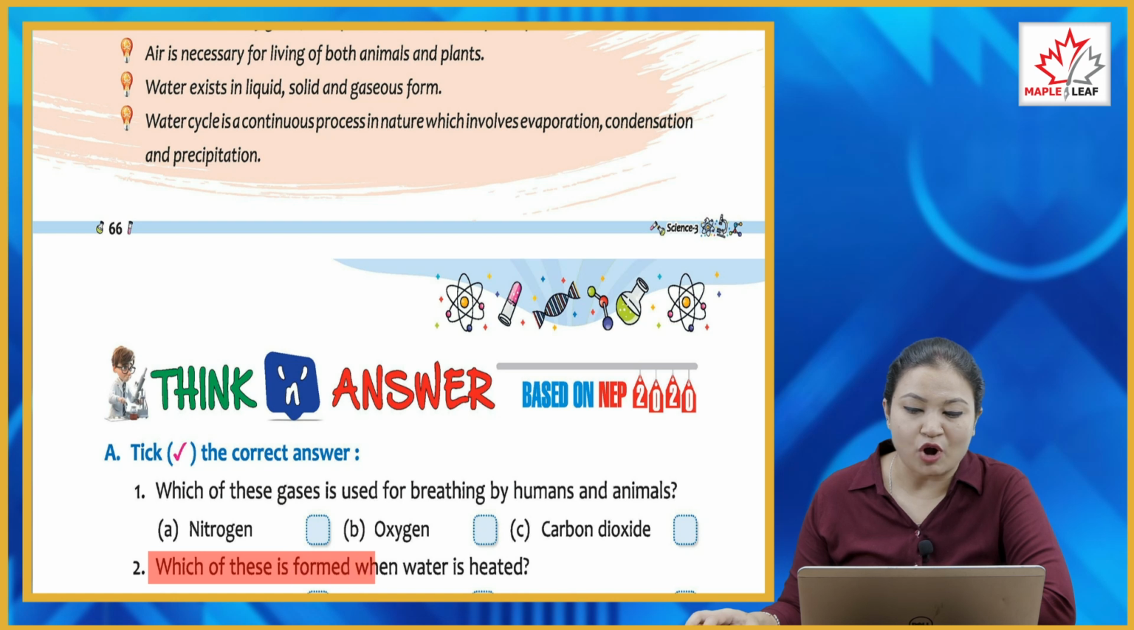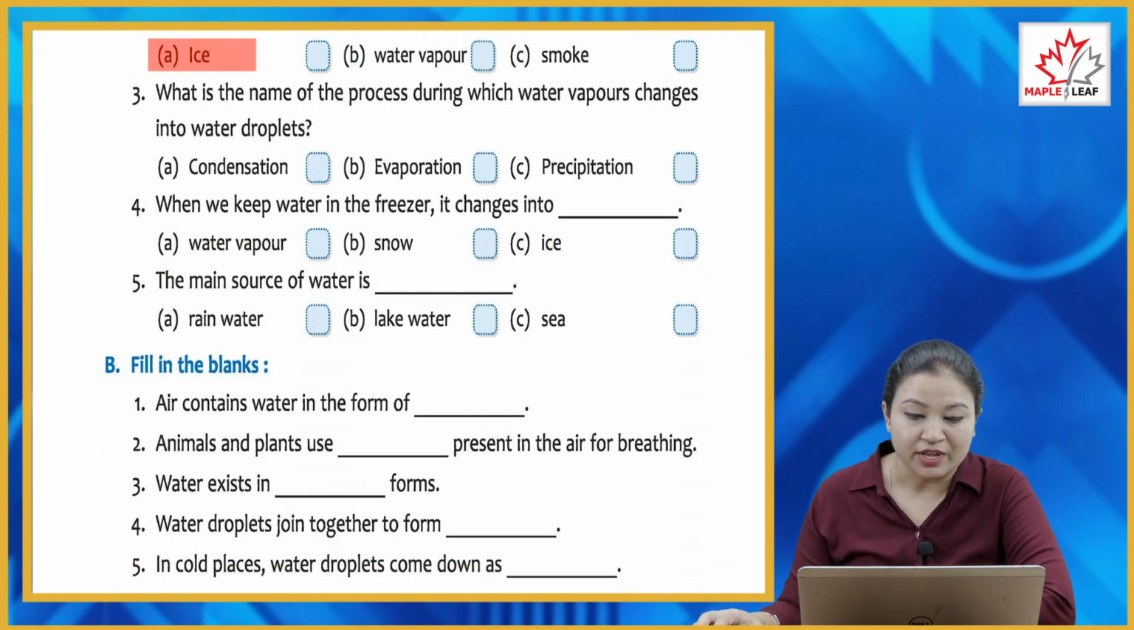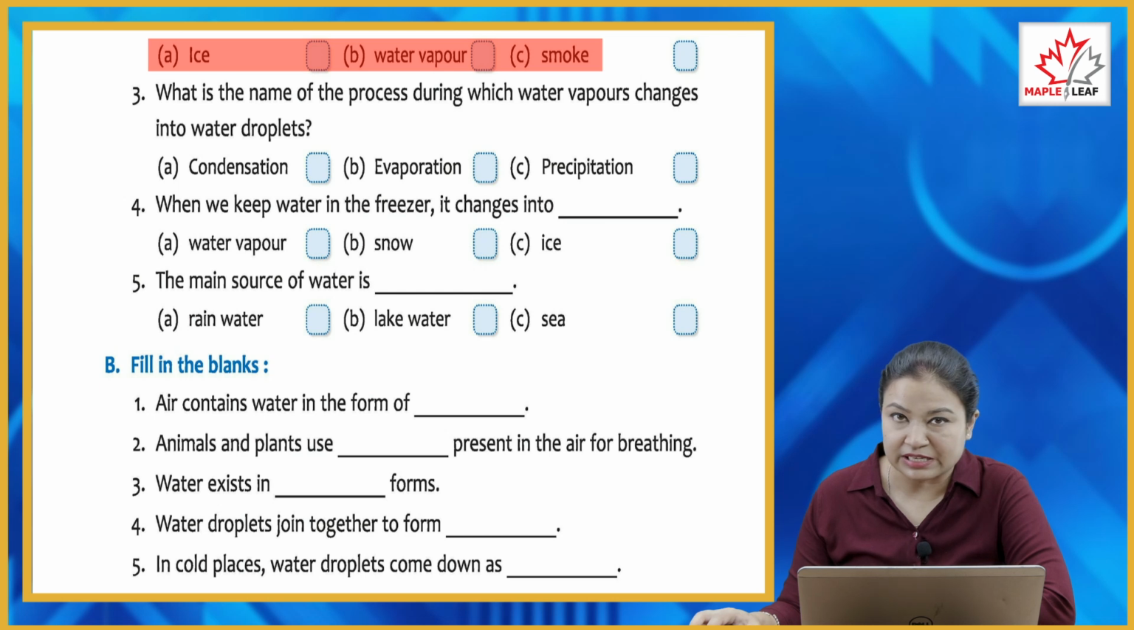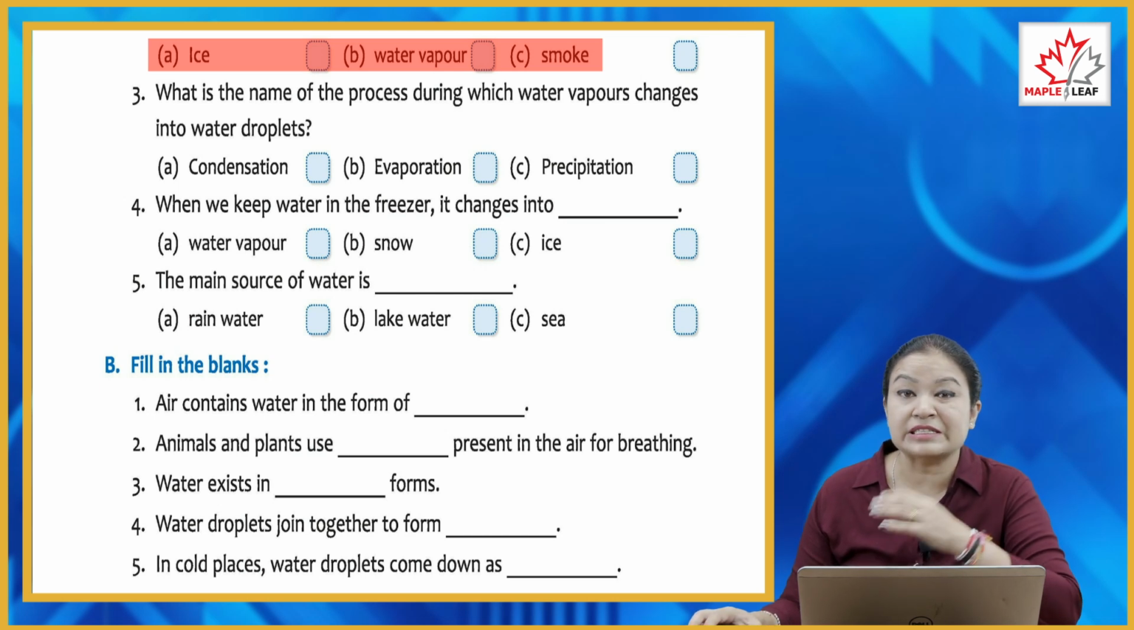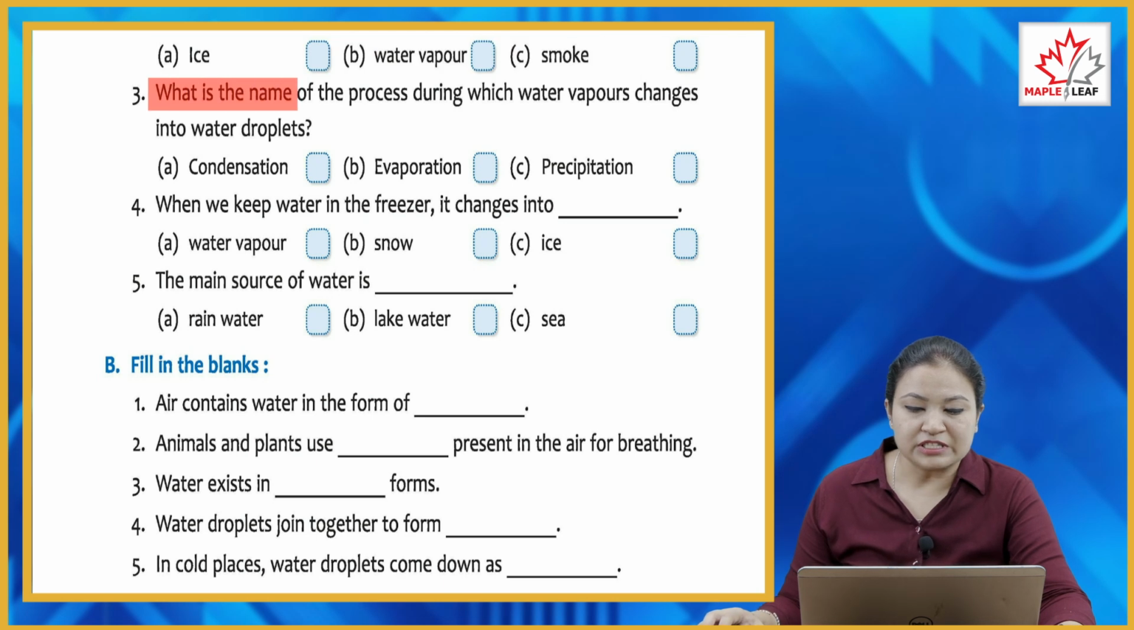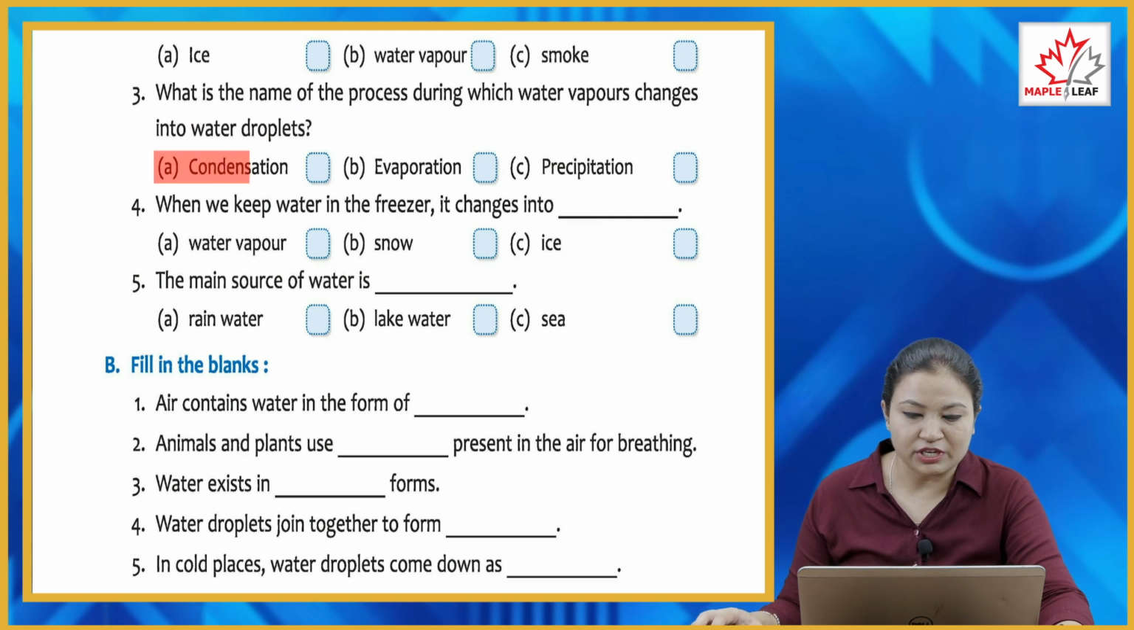Which of these is formed when water is heated? A, ice. B, water vapor. C, smoke. So option B is the correct answer. Water vapors are formed when water is heated. What is the name of the process during which water vapors change into water droplets? Option A, condensation. Option B, evaporation, or option C, precipitation. So the process is called condensation.